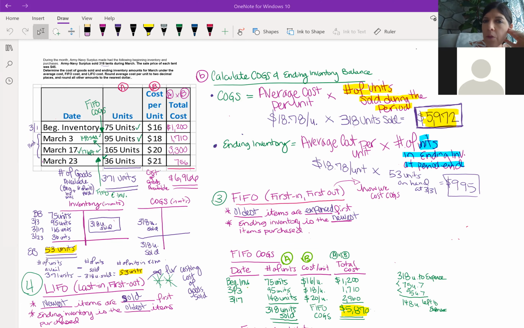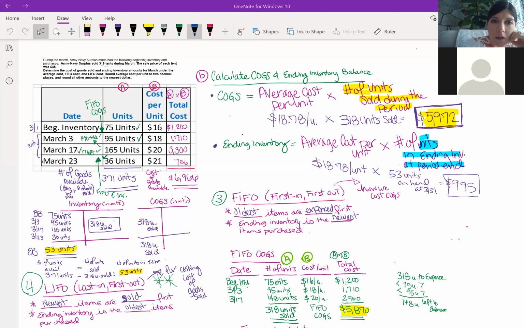Okay, last class we went through average cost and FIFO, and we were talking about inventory costing methods. The last method that we're going to talk about is LIFO. With LIFO, it's a directional method, just like FIFO is, and it's the opposite of FIFO. FIFO stands for first in, first out for costing cost of goods sold. LIFO stands for last in, first out for costing cost of goods sold. So LIFO assumes that the newest items purchased are the ones that are expensed first.